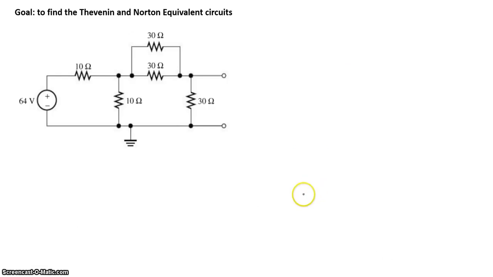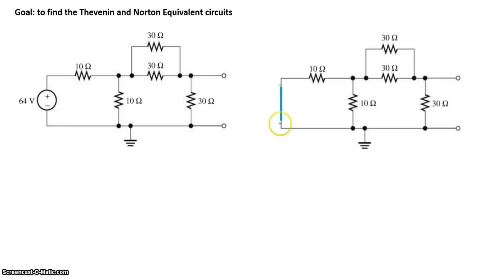Let's do one more example. For this circuit, our goal is to figure out the Thevenin equivalent circuit and the Norton equivalent circuit. Again, let's start out by finding the Thevenin resistance. In this case, we'll zero out the voltage source. Voltage of zero basically means two nodes are at the same potential. That basically indicates a short circuit. So we replace a voltage source with a short.